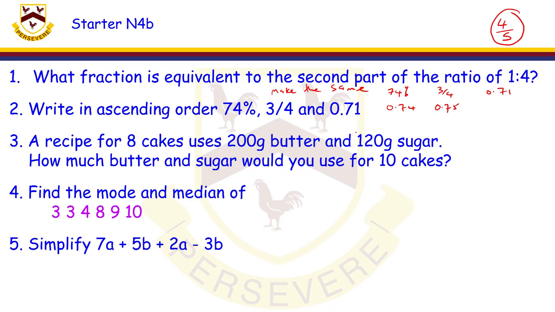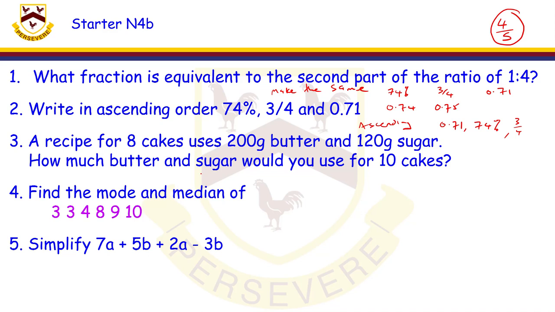So in ascending order, we got the smallest first, 0.71, then 74%, and finally 3/4.